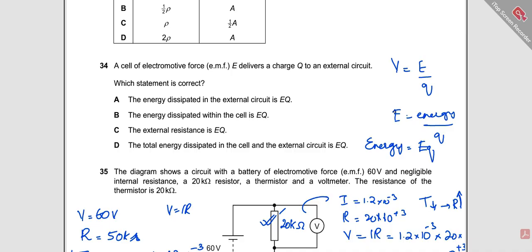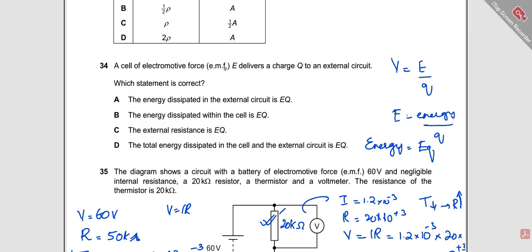The energy dissipated within the cell is EQ. No, all the energy within the cell does not dissipate. It is always the difference between the EMF and the terminal potential difference. The external resistance is EQ. That's also not the case. The total energy dissipated in the cell and the external circuit is this one.